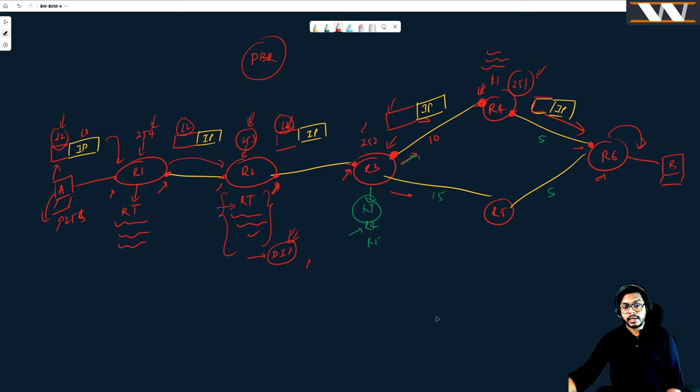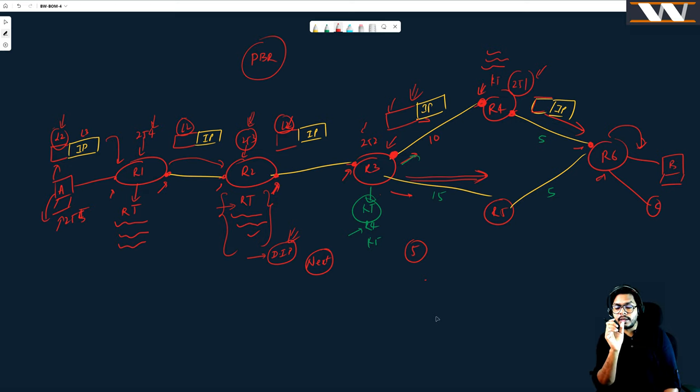It can change the next hop. For example, a packet has taken the upper path here, but for some specific packets, maybe 5 packets coming from host A towards host C, I want to send them via the lower path. For those specific packets, I do not want to consult the routing table; instead I manually configure this router so that, instead of choosing R4 as the next gateway for such packets, it takes R5. But we are going to discuss PBR in detail somewhere later.